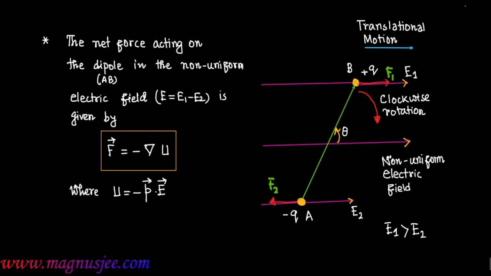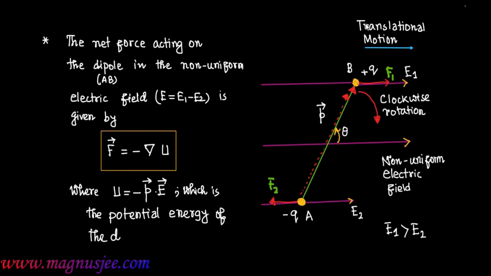Minus vector P dot vector E. Vector P is the dipole moment vector, which acts from minus Q to plus Q charge, in this direction, that is from minus Q to plus Q charge of the dipole. That means U equals minus vector P dot vector E, which is the potential energy of the dipole in this non-uniform electric field.